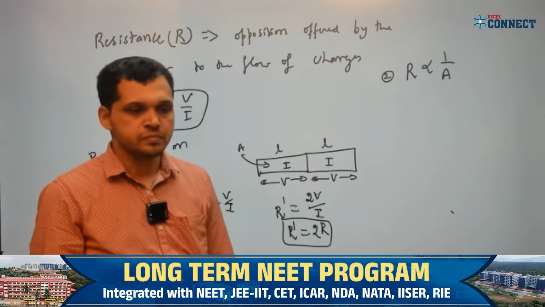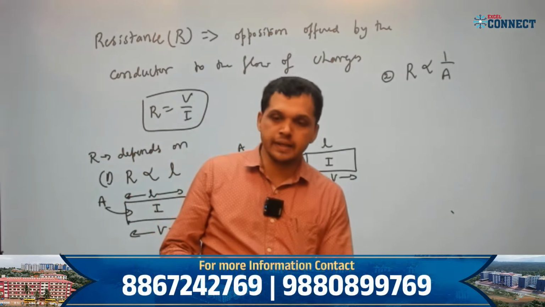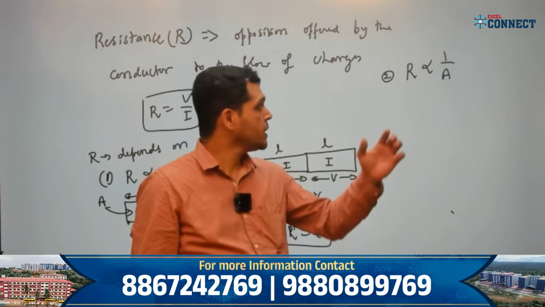What does it mean? As the cross-sectional area increases, what happens to the resistance? Area is in the denominator, right? So as area increases, resistance decreases. They are inversely proportional. If you decrease the area, then the resistance will increase. How can we prove this?